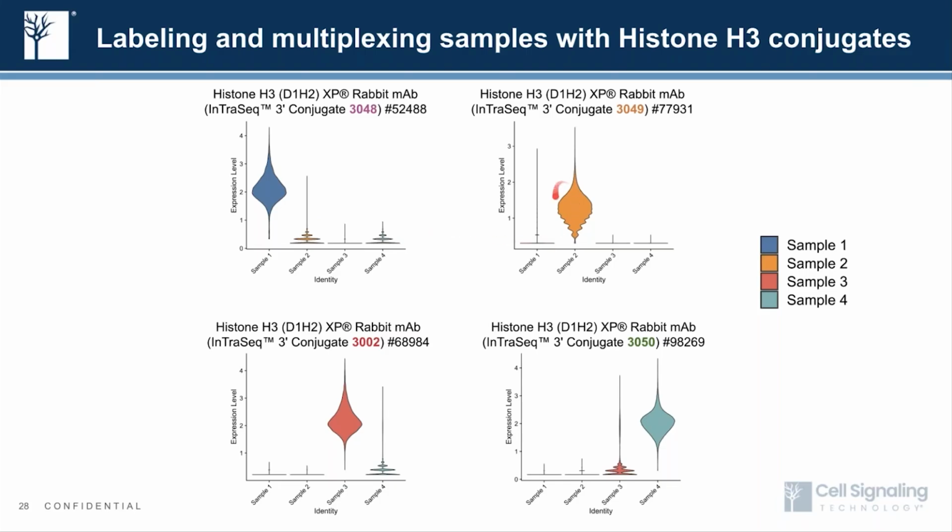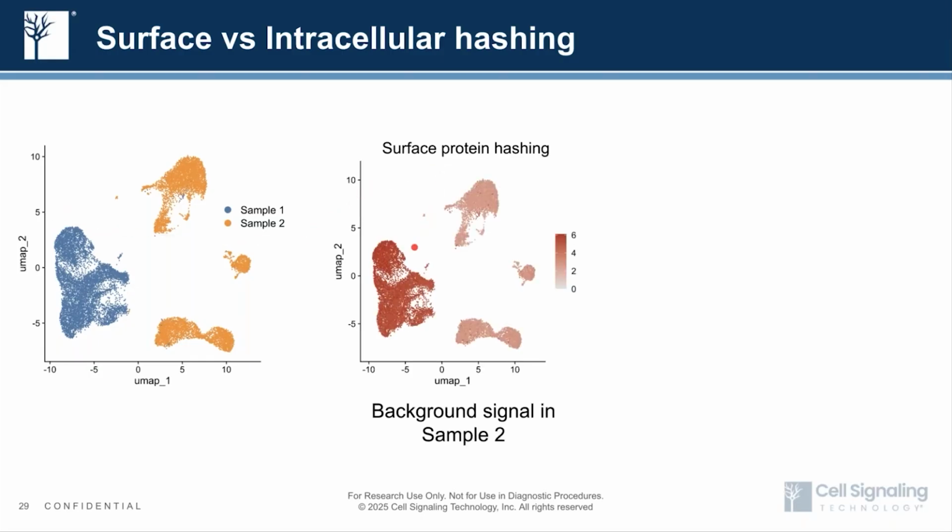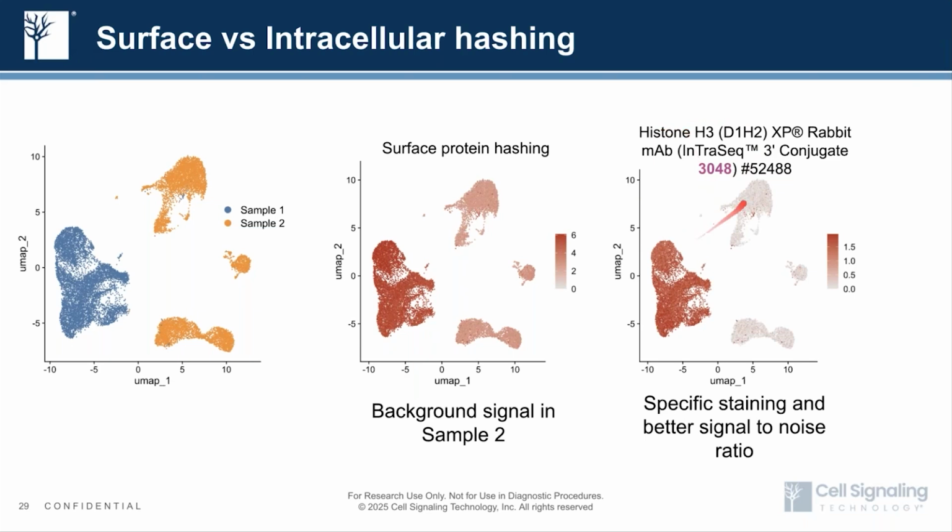So you can accurately label and computationally isolate each sample, and hopefully save on your costs in the single cell experiment. Now, we also got this question multiple times: how is this different from surface hashing? In that experiment, we labeled sample 1 with antibodies that recognize surface proteins. And we found, surprisingly, that these antibodies have some expression in sample 2 when it shouldn't. So we do see a strong signal in sample 1 as expected, but you do see some background, as opposed to our histone H3 conjugate, which is very specific.